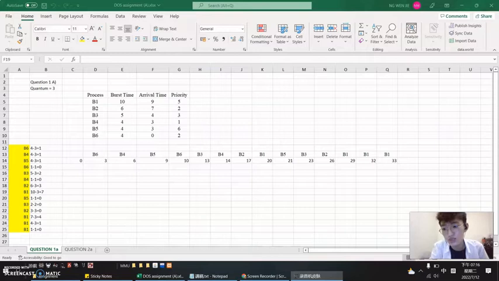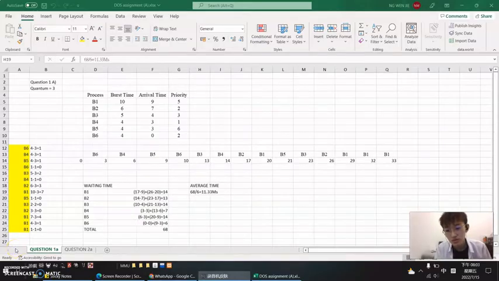And then B6, B3, B2, B1, B5, B3, B2, B1, B1, B1. So for the last, the reason I repeat B1 three times is because the quantum is equal to 3. The burst time for B1 is still more than 3, so we need to repeat B1 more times.